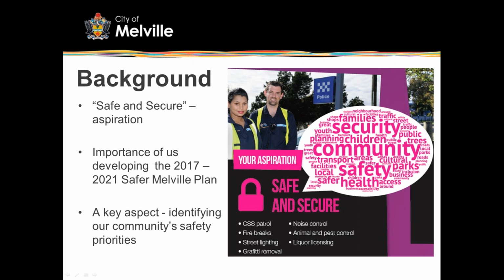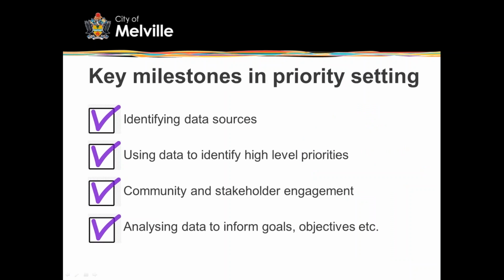Obviously, a key aspect in the process of developing the Safer Melville Plan was to identify our community's safety priorities. The priority setting process we followed had 4 key milestones. They were identifying data sources, using data to identify high-level priorities, community and stakeholder engagement, and analysing data to inform goals, objectives, etc. My presentation today is going to outline what we did under each of these key milestones and how it helped us to set our priorities.